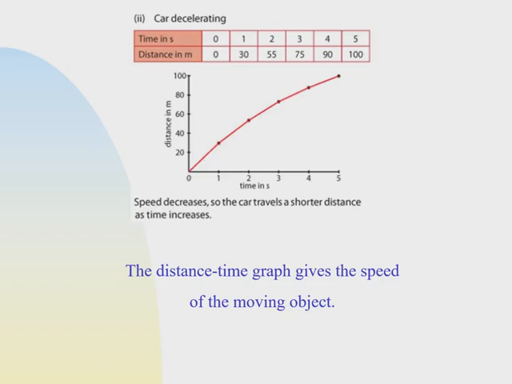Here the distance time graph gives the speed of the moving object. We can say it in three ways. First, the distance time graph gives the speed of the object. Another way, the gradient of the distance time graph gives the speed of the object. Another way, the slope of the distance time graph gives the speed of the object. I think all of you understood.